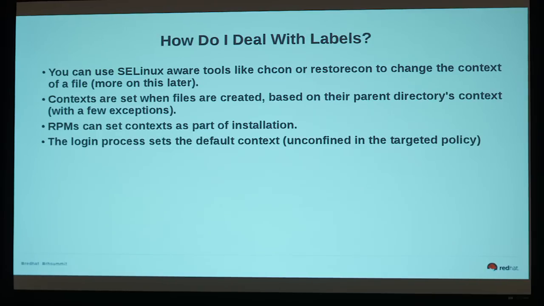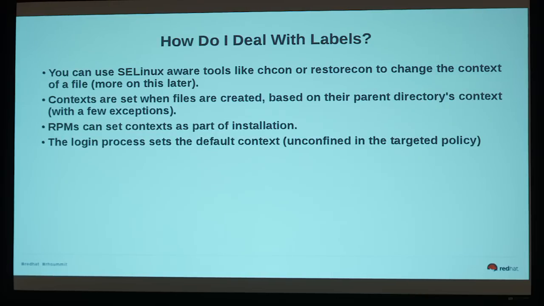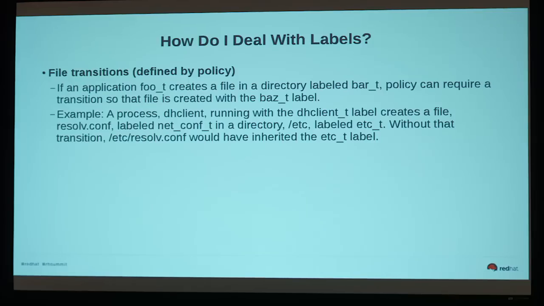RPMs can also set contexts. You can actually define the context that you want a file to be installed to the file system with using the RPM spec file. And ditto the login process. When you log in, whether it's through a getty or through an SSH session, the login process will figure out what the context is going to be, and it'll then inherit.